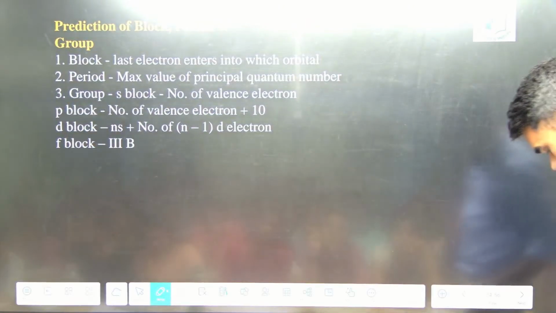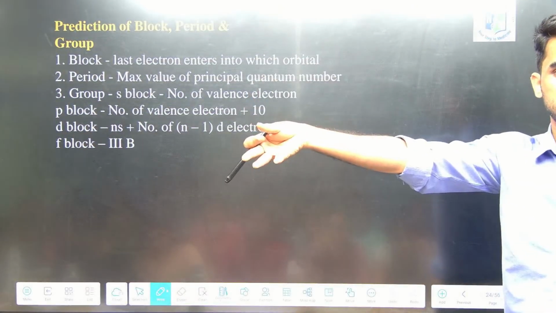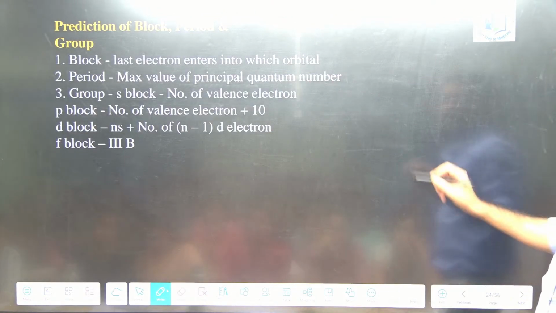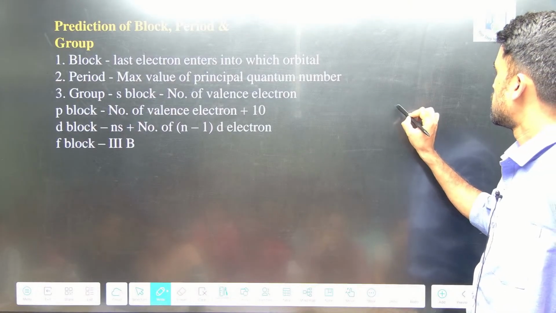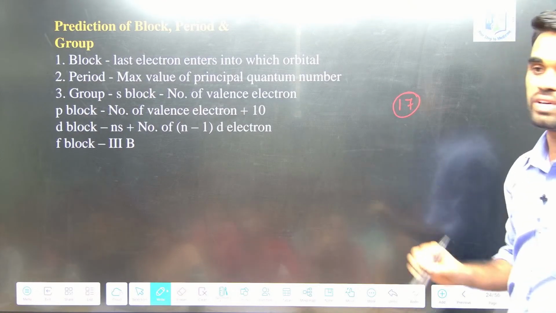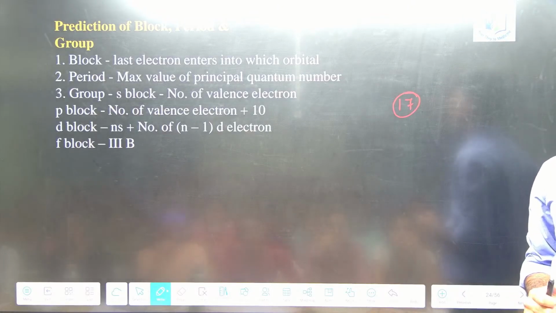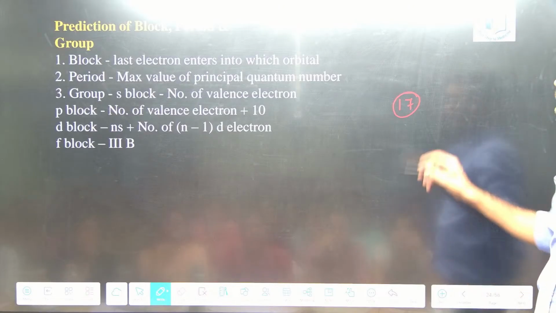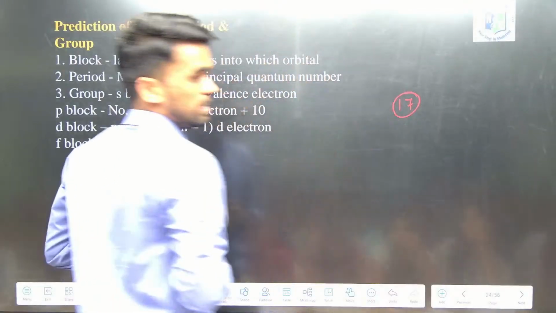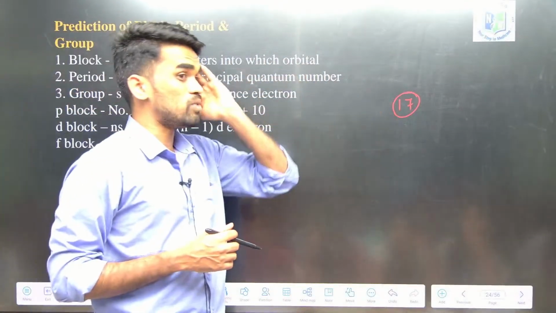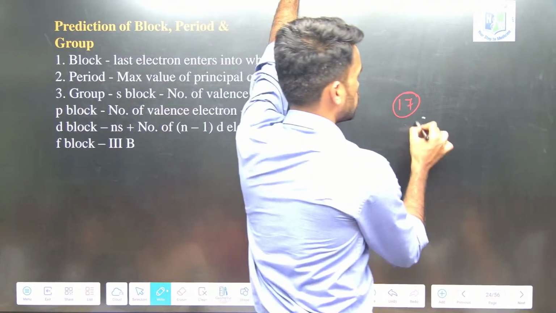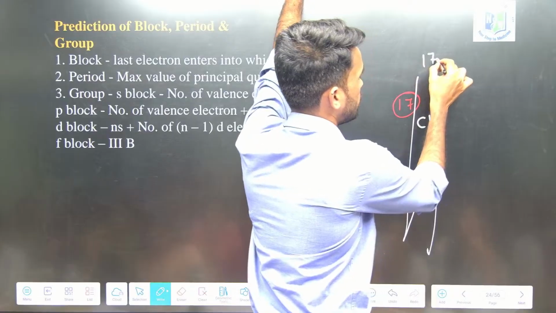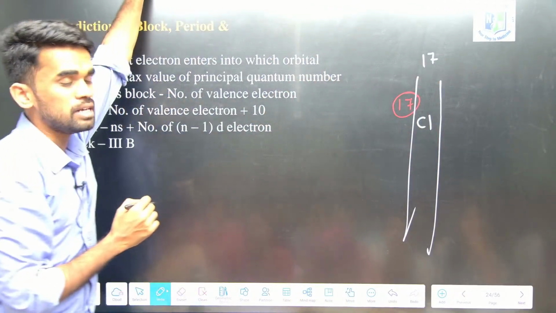So how can we predict which block an element belongs to, or which group or which period? How can we identify? For example, I am saying atomic number 17 belongs to which period, which group? I am asking. Okay, so element 17, what is that? Chlorine. So chlorine, a halogen, belongs to which group? We can say 17th group, and which period they are asking? Third period. So now how can we find this?